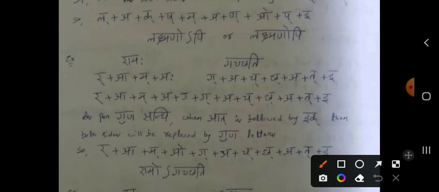See this, Ramaha Gachati. What is the expansion for Ramaha? Repa plus A plus Makara plus Aha. And the expansion of Gachati is Gakara plus A plus Chakara plus A plus Takara plus I.